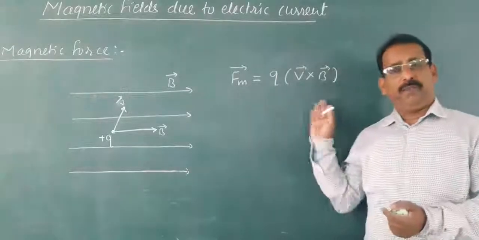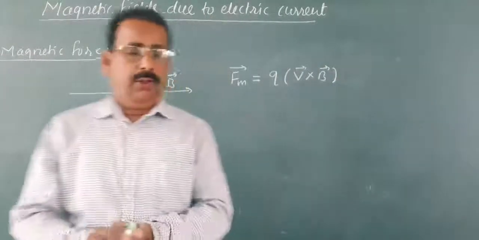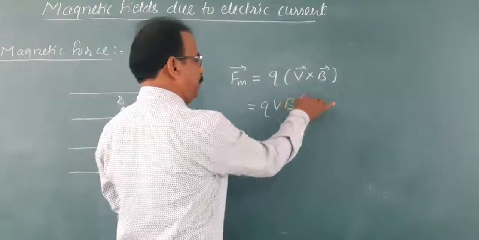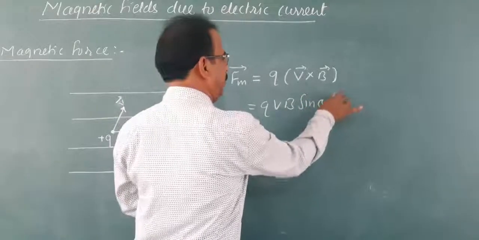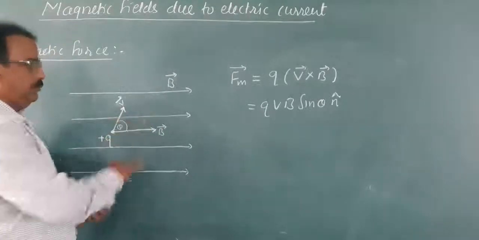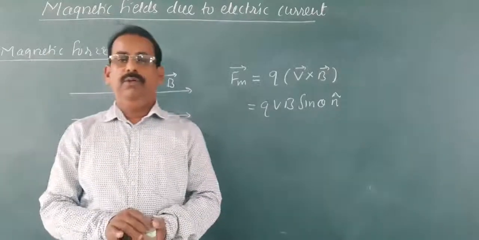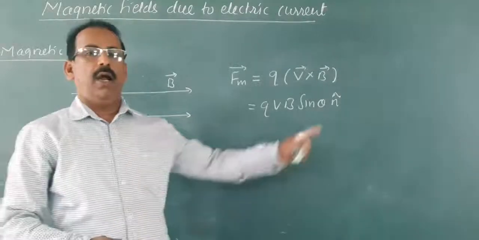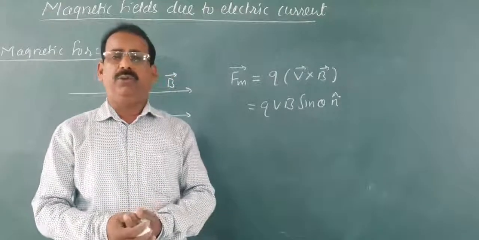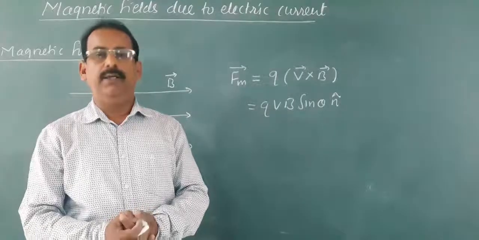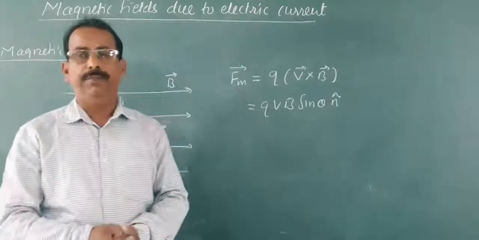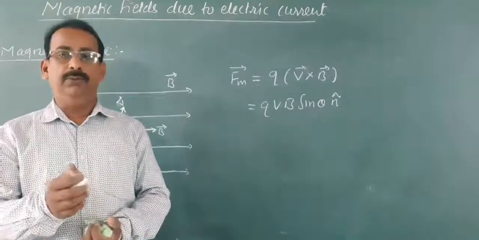If we use the definition of cross product, we can write vector Fm equals Q times V times sine theta times unit vector n, where theta is the angle between these two vectors, and this unit vector n is in a direction perpendicular to the velocity vector and the magnetic field vector, so that there is a formation of a right-handed triplet. Means the right-hand rule should get satisfied.